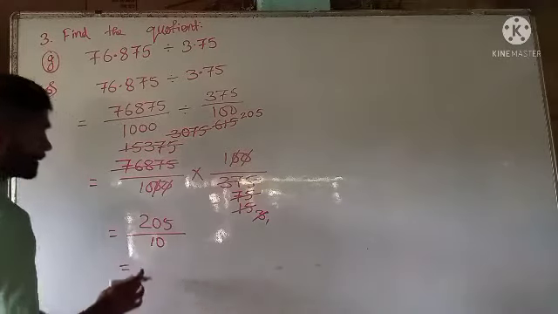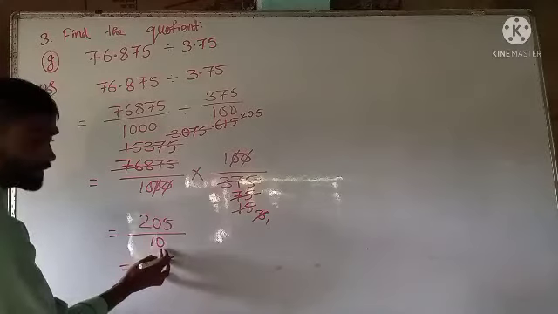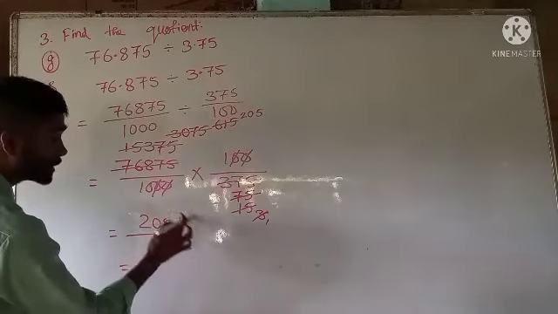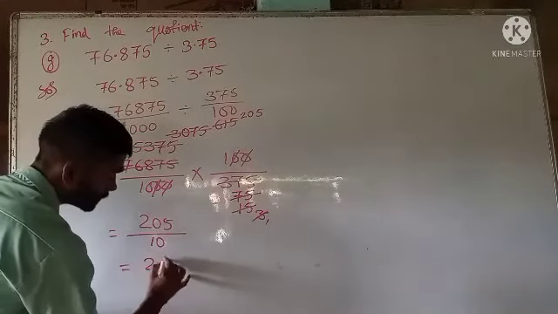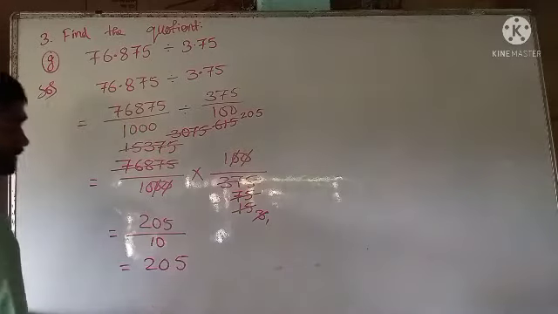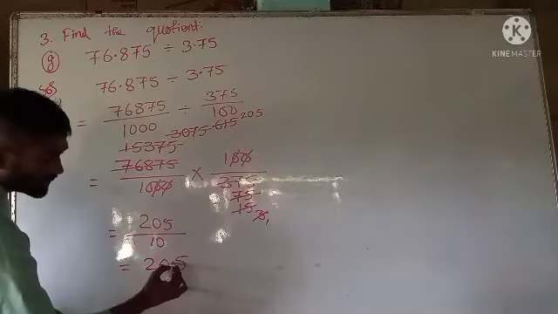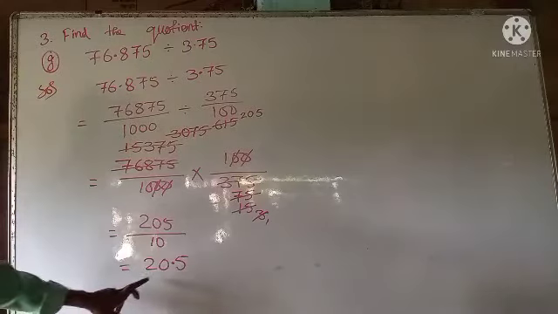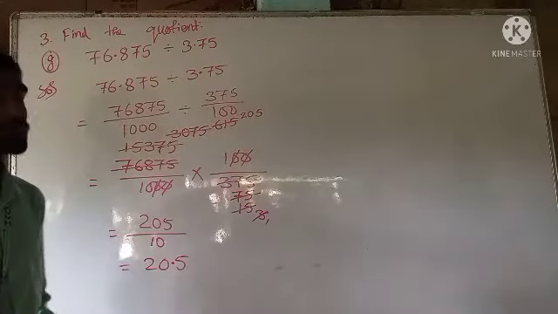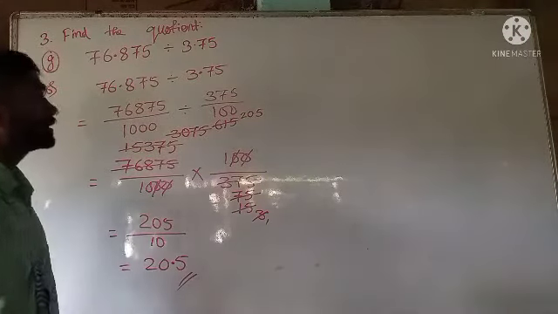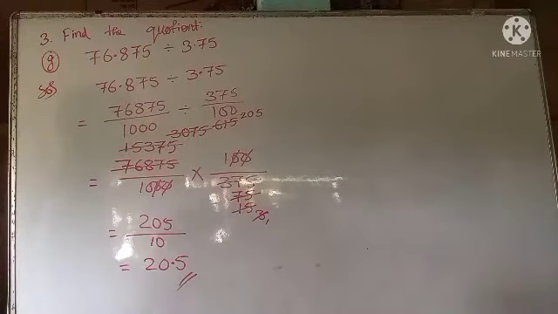Now let us write it in decimal form. Here 10 is there, so we count one digit from the right hand side. After one digit we put the decimal point. So our required answer is 20.5. So this is our answer. That is the end of our exercise 3.6.